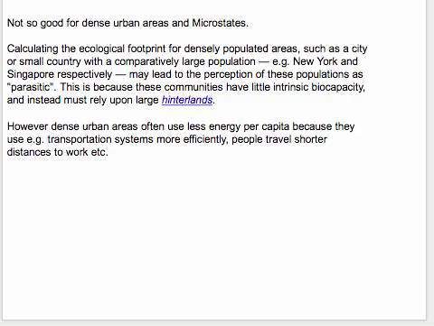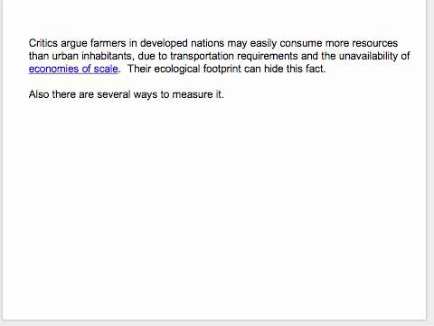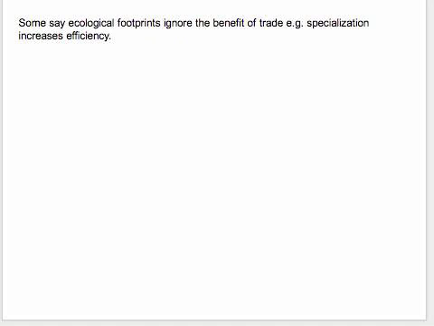So this whole idea of ecological footprints, not so good for microstates and dense urban areas such as New York and Hong Kong. That's because these areas are actually very efficient, but because they're using more than their local fair share, they have got into a lot of criticism. Many critics argue that the farmers actually have a larger ecological footprint due to inefficiencies and travelling longer distances, and there's no economies of scale in the rural environment. This means that the urban counterparts will use far less energy.